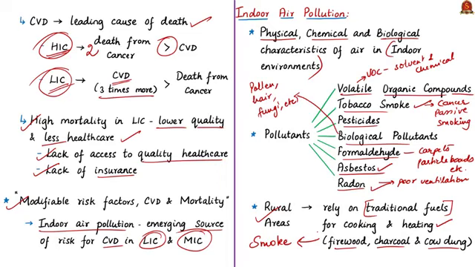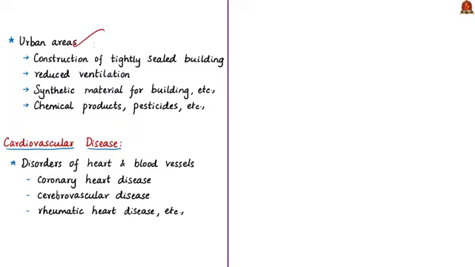And women and children are the most vulnerable as they spend more time indoors and they are exposed to this smoke. Then if we consider urban areas, exposure to indoor air pollution has increased due to a variety of reasons. This includes the construction of more tightly sealed buildings, reduced ventilation, the use of synthetic materials for building and furnishing, and the use of chemical products, pesticides and household care products also.